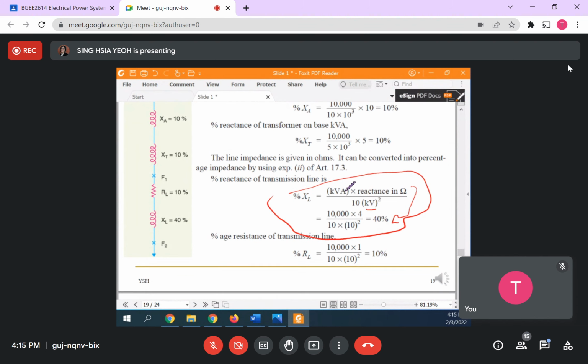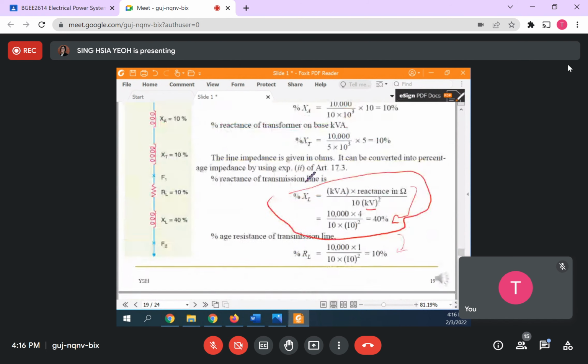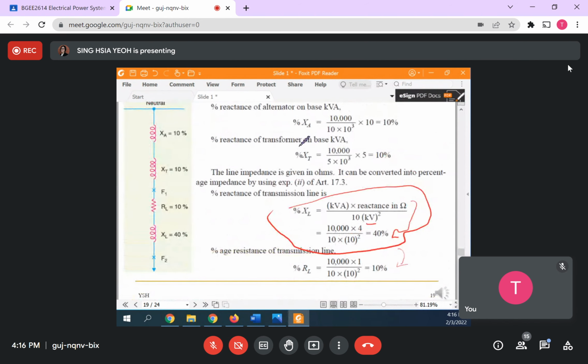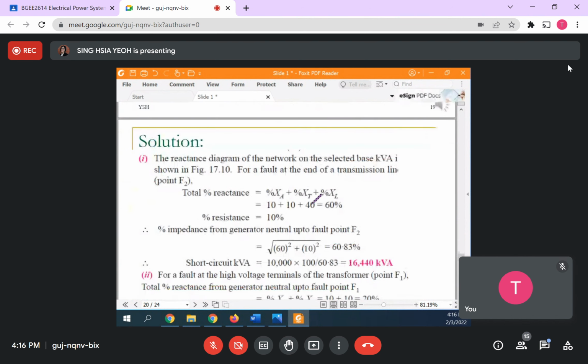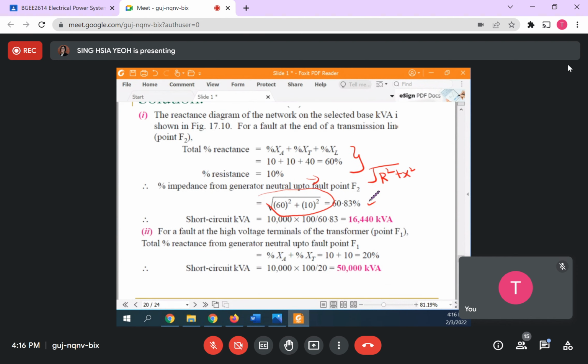Then you apply the same formula from here. One will be for inductance and one for resistance. If you have R and X, you cannot add them together so easily. You need to add all the X together and all the R together, then use the square root of R squared plus X squared. Then you get the answer, the total impedance.